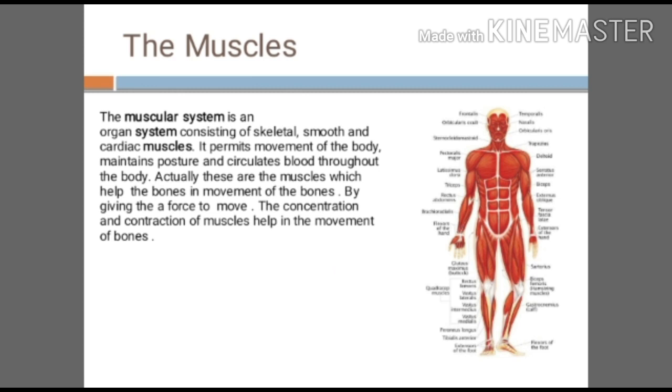The muscles. The muscular system is another important organ system consisting of skeletal, smooth, and cardiac muscles. So, we need something to move our bones. So, these are the muscles which help the movement of the body. They also decide the postures and circulate blood through the body. Actually, these are the muscles which help the bones in movement by giving them a force to move. The relaxation and contraction of muscles help the body to move.